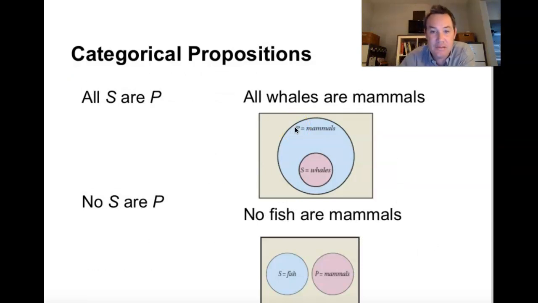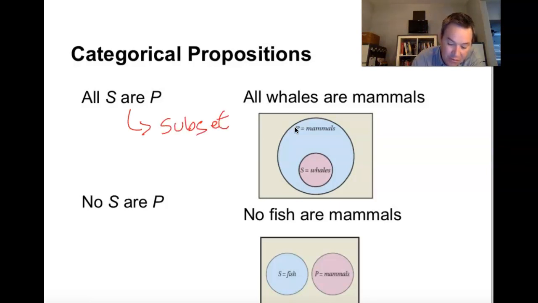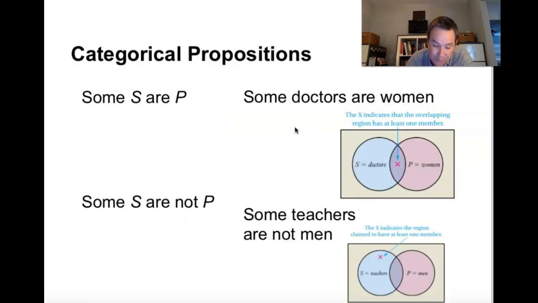Okay, so all S are P means all whales are mammals and is indicating a subset relationship between whales and mammals. No S are P means no fish are mammals, if S is fish and P are mammals. And that indicates a disjoint relationship, mutually exclusive. Some S are P indicates an overlapping relationship.